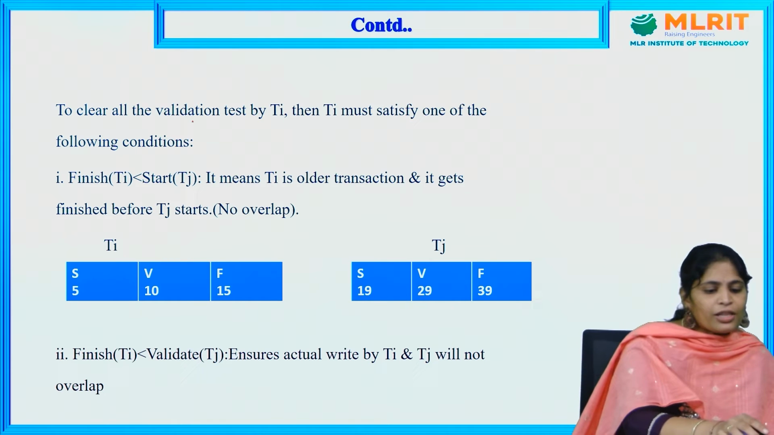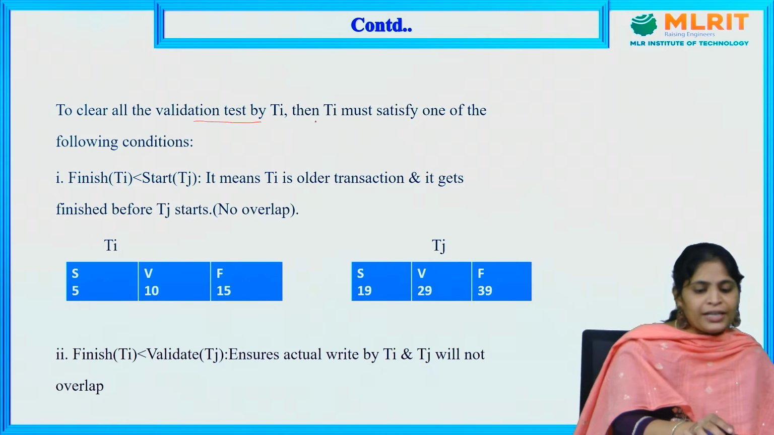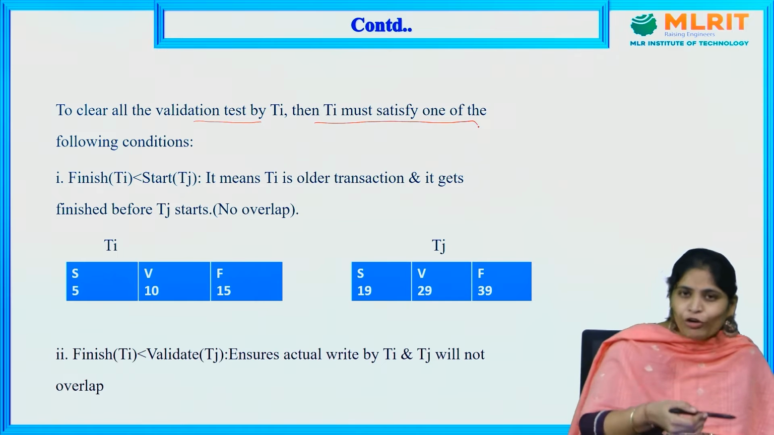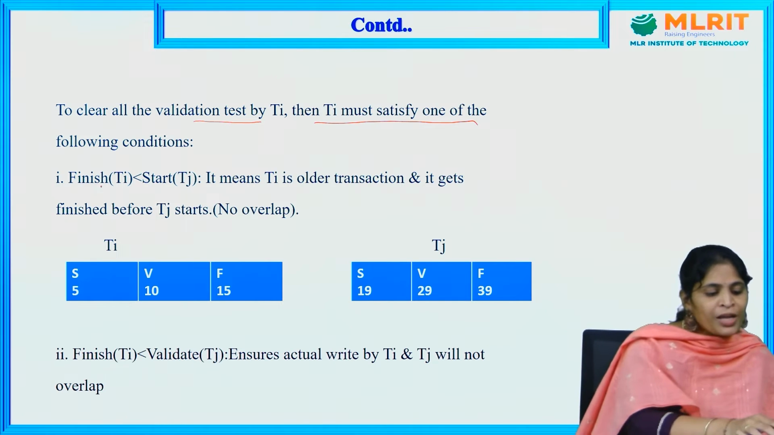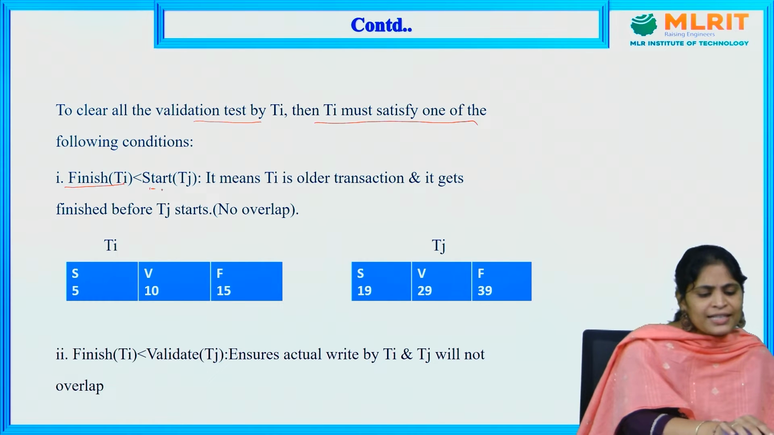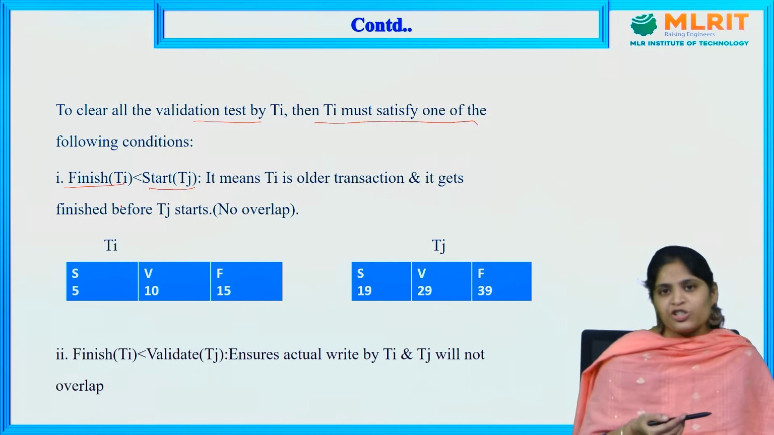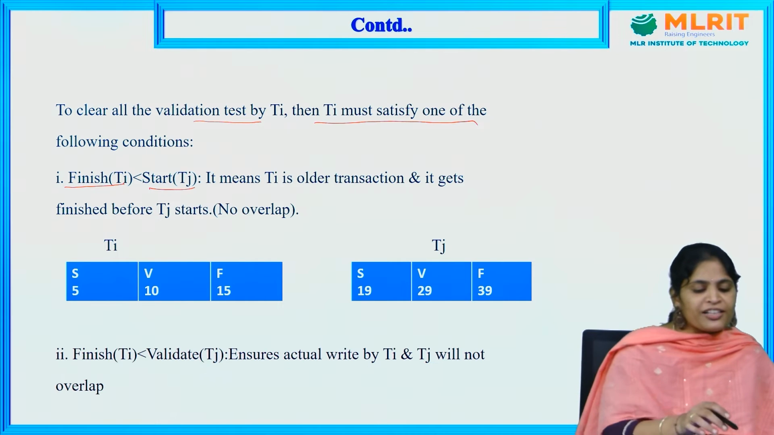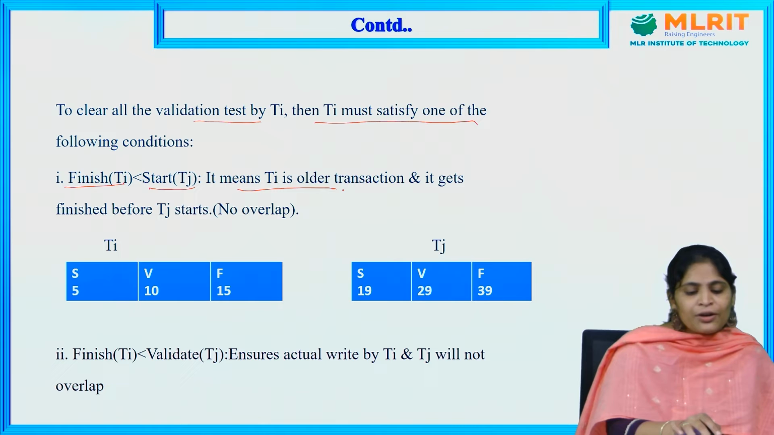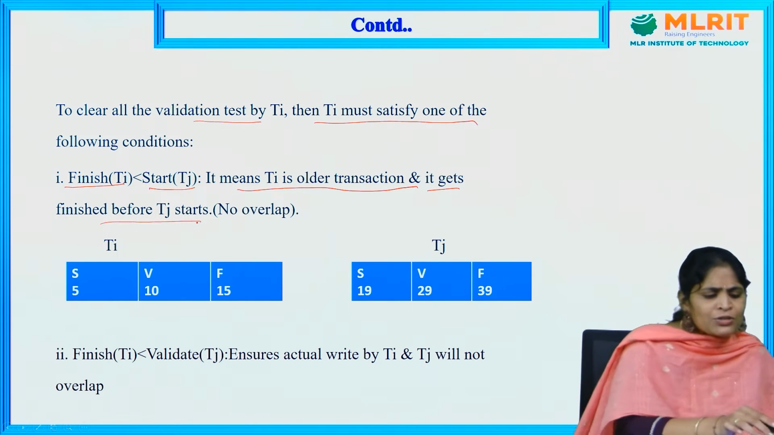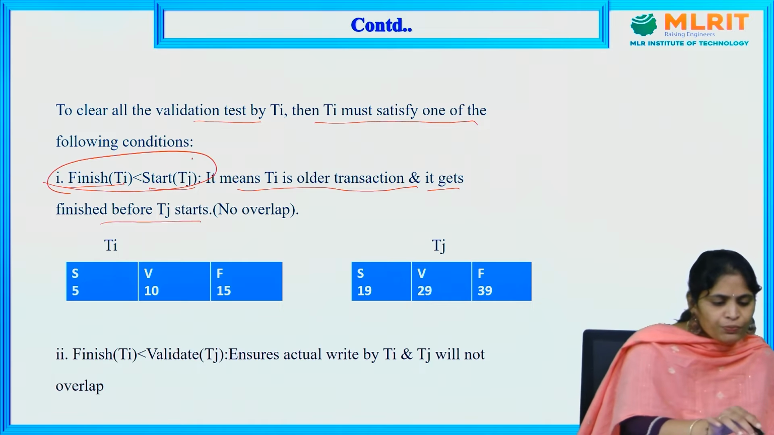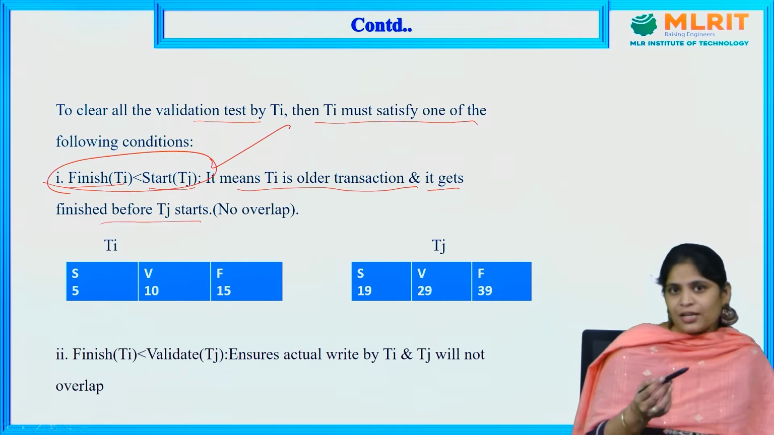To clear all the validation tests, TI must satisfy one of the following three properties. The first one: finish of TI is less than start of TJ. Here TI and TJ are two different transactions. TI is the older transaction and it finishes before TJ starts. There is no overlap. If this condition is true, then the validation phase is successful.